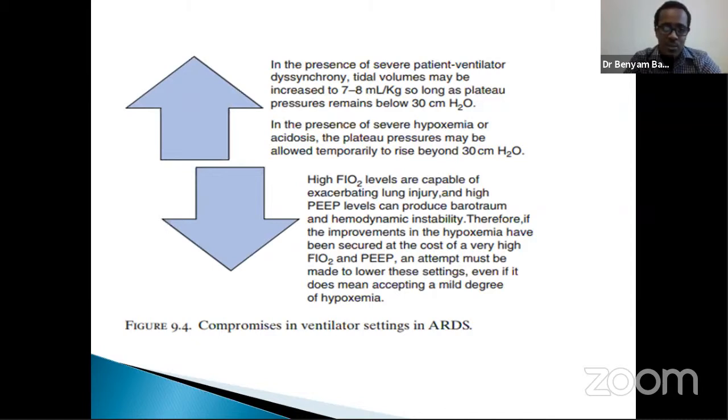And you may allow, for a temporary time until the hypoxemia is resolved, the peak inspiratory pressure or plateau pressure to be left higher. But don't forget, it's only for a temporary reason. Otherwise, we'll develop lung injury. The other one is to decrease the FiO2. High FiO2 levels are capable of exacerbating lung injury, and high PEEPs could also cause barotrauma.